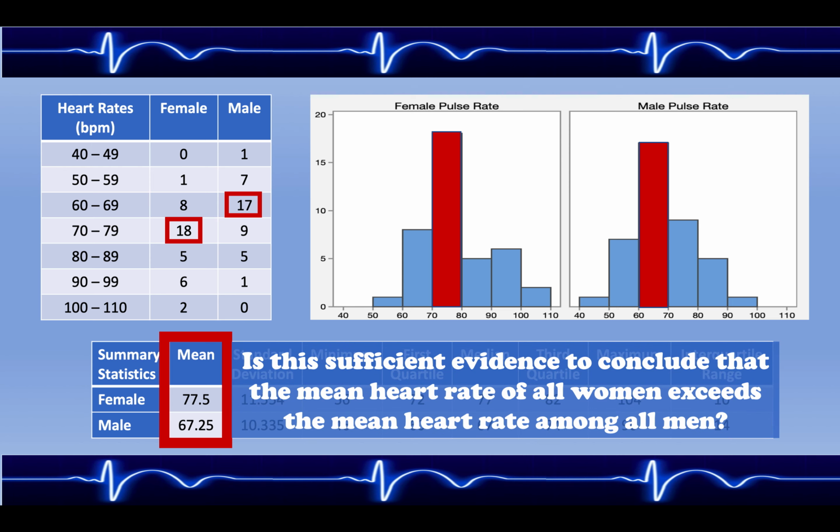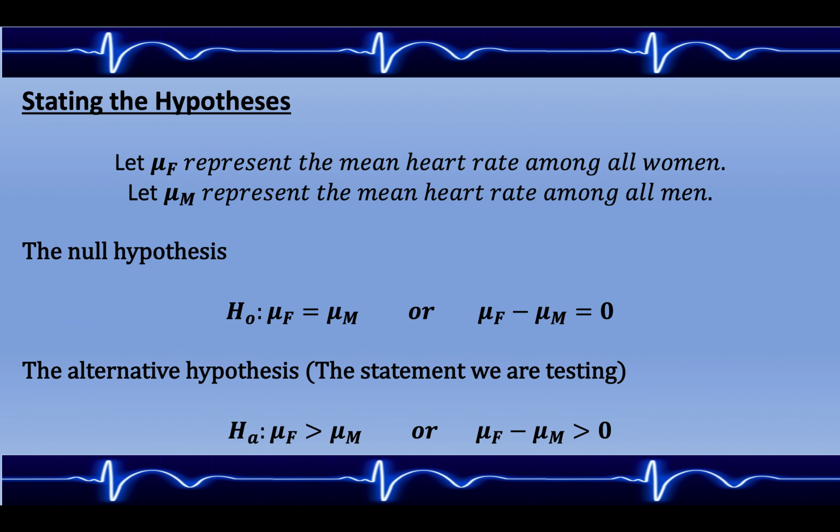So when we set things up, we'll consider this. Is there sufficient evidence to conclude that the mean heart rate amongst all women exceeds the mean heart rate among all men? So let's begin by formalizing our hypotheses.